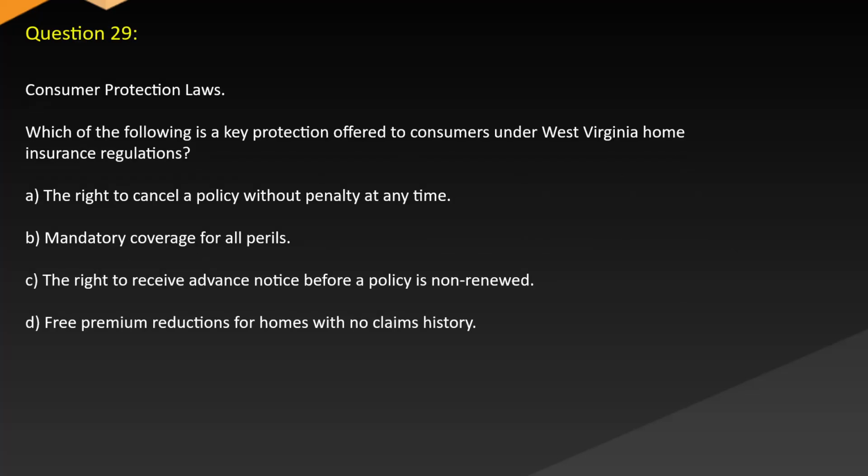Question 29. Consumer protection laws. Which of the following is a key protection offered to consumers under West Virginia home insurance regulations? A. The right to cancel a policy without penalty at any time. B. Mandatory coverage for all perils. C. The right to receive advance notice before a policy is non-renewed. D. Free premium reductions for homes with no claims history.